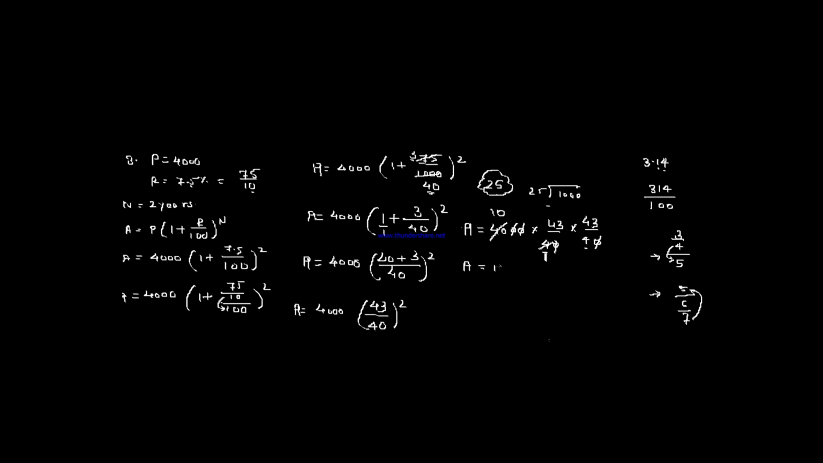All right, so you now have 10 into 43 divided by 4, and now what you can do is multiply this 43 into 43. You can do the square of 43 actually.